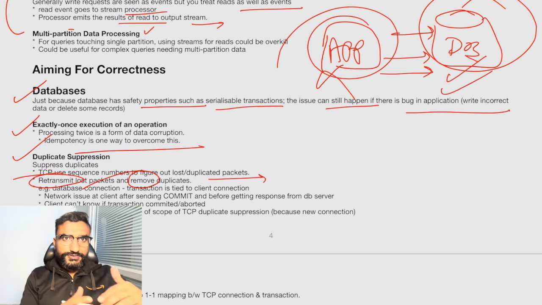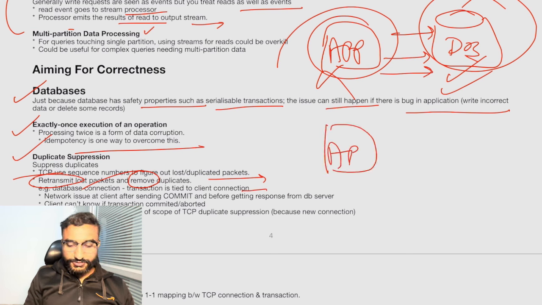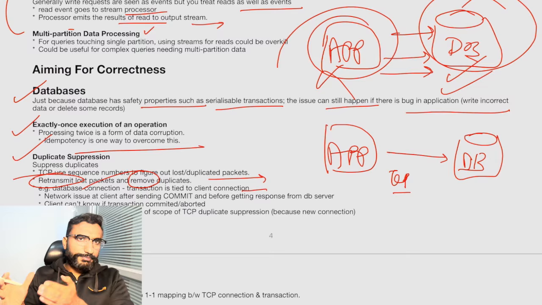Let's talk in terms of database connection. A transaction is tied to a client connection. So this is your app, and let's draw it for easier visibility, and this is your DB. This is your client connection, a TCP client connection between application and database.